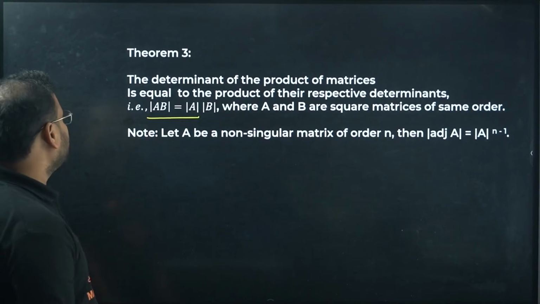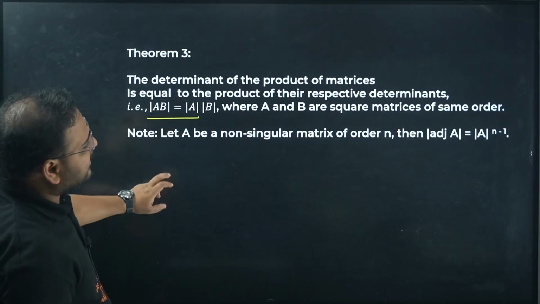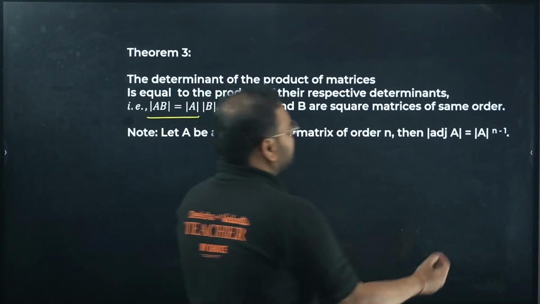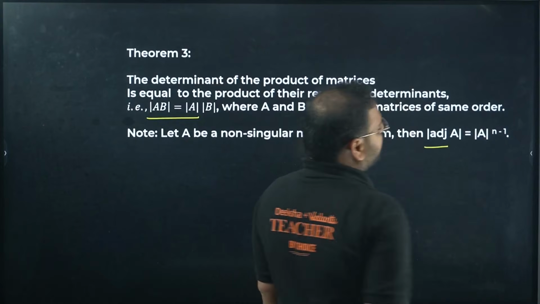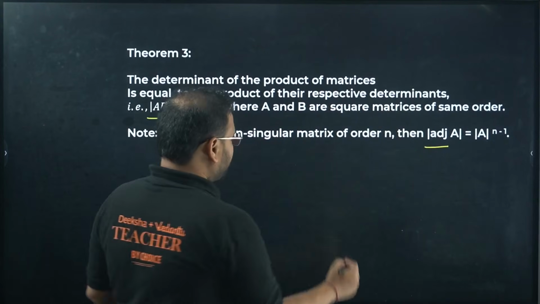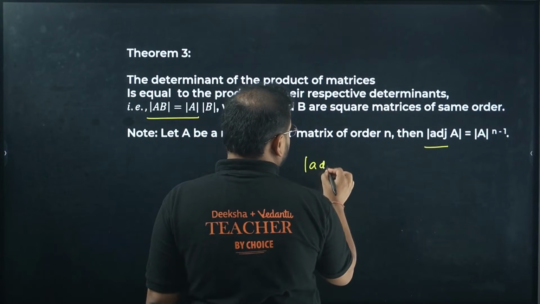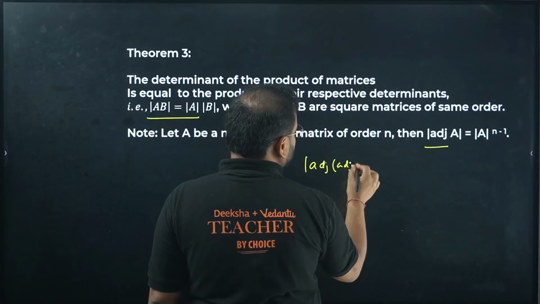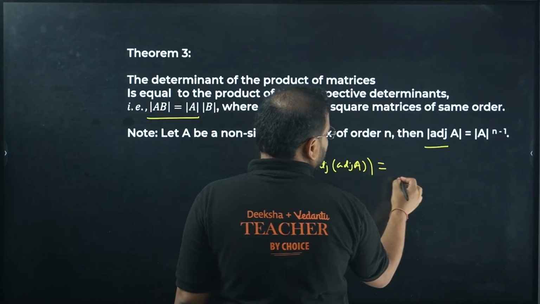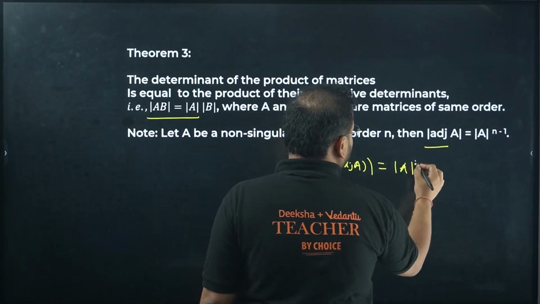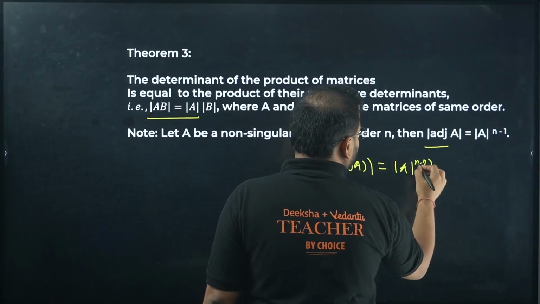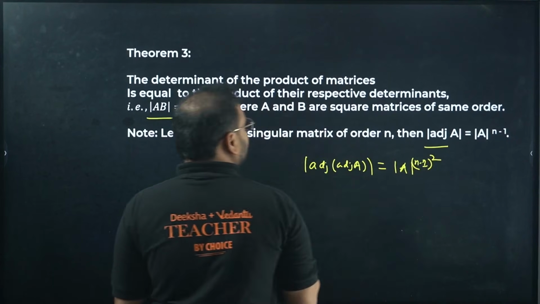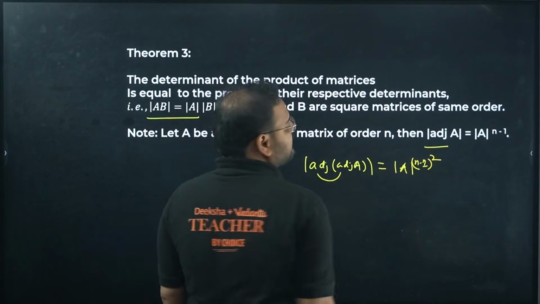Let A be a non-singular matrix of order n. Then the determinant of adjoint A is given as determinant of A power n minus 1. What if we have two adjoints? Then the answer becomes determinant of A power n minus 1, the whole squared. Depending upon the number of adjoints, you will take the power of that.